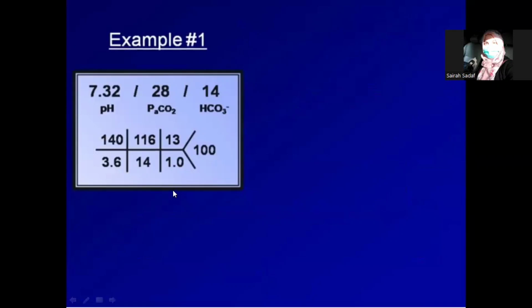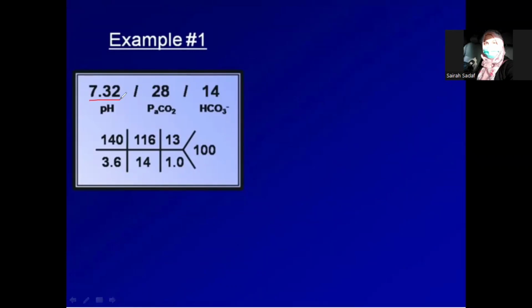Now I have one example. I have a few exercises for you today, and I need your active participation. Now just look here. We have pH of 7.32. Is this acidemia or alkalemia? Or what do you call it, acidosis or alkalosis? Just inbox me.